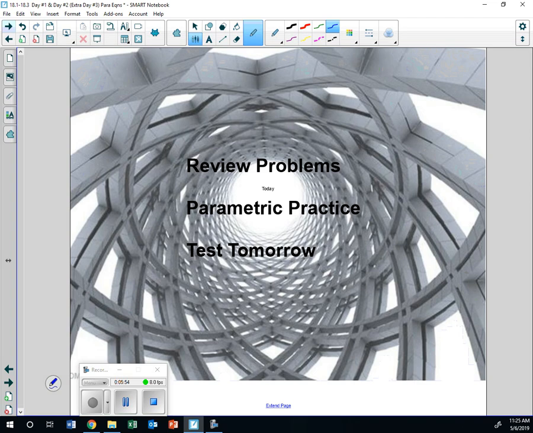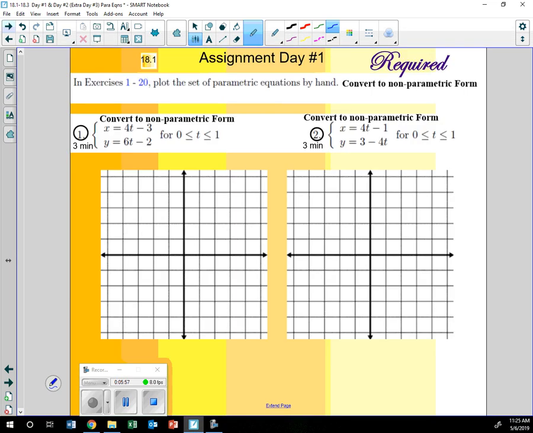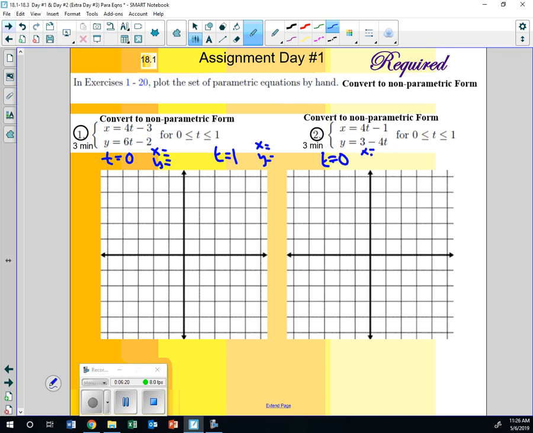Now go to homework, and what you're going to do is you're going to take this thing, it looks like t is between 0 and 1. So we'll use the integers t equal to 0, find x and y. T equal to 1, find x and y. Here we're going to do the same thing. T equal to 0, find x and y. T equal to 1, find x and y. And then plot them, and then use the technique to make a non-parametric form, a rectangular form for those two.